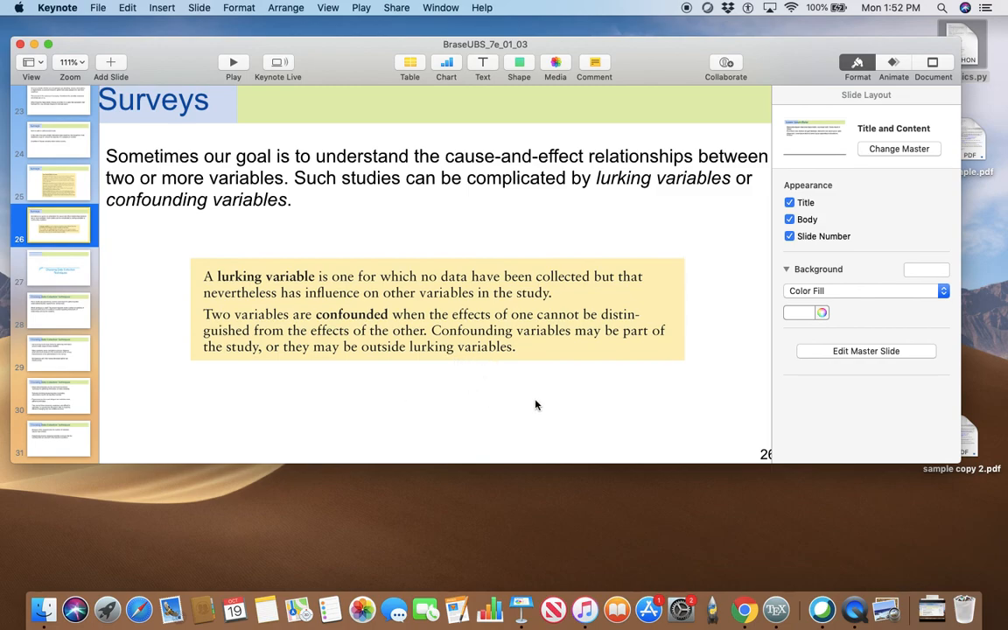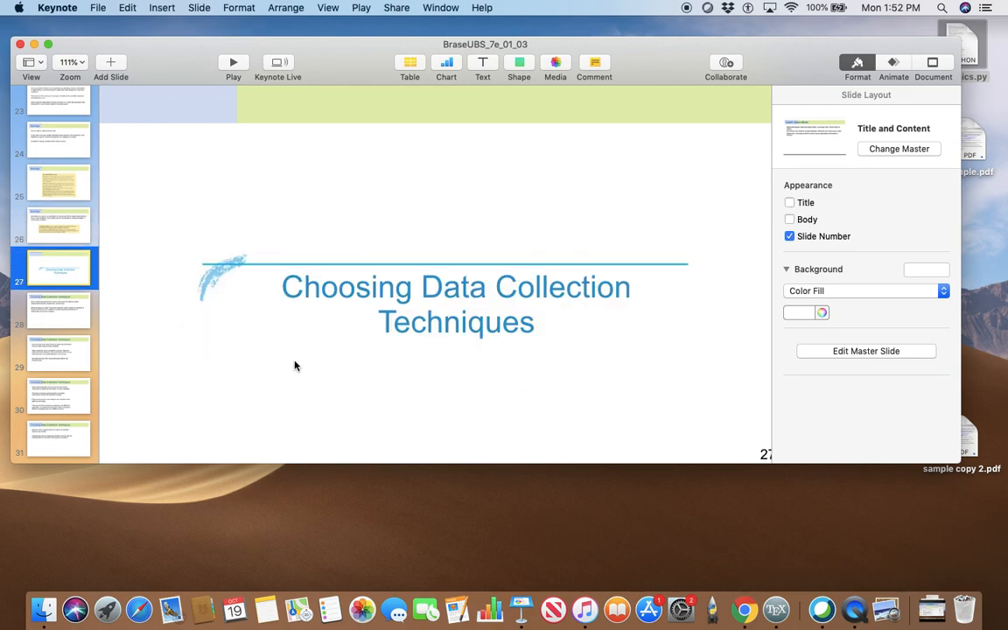So surveys have a huge swath of issues. This is why when we do a statistical study, we have to be very careful and open minded that we might have overlooked something important. If somebody else comes in and says, hey, your study is not that good because of this, don't just dismiss them. Wait and listen. Choosing data collection, we'll come to this in our next video.